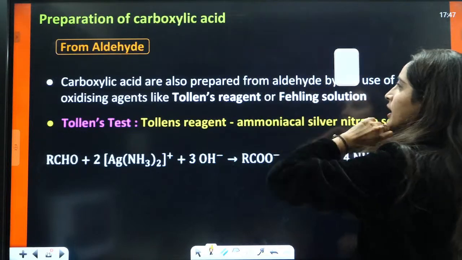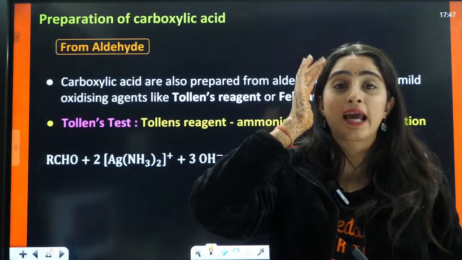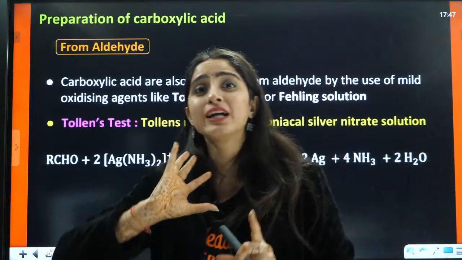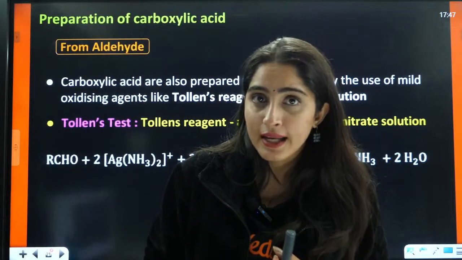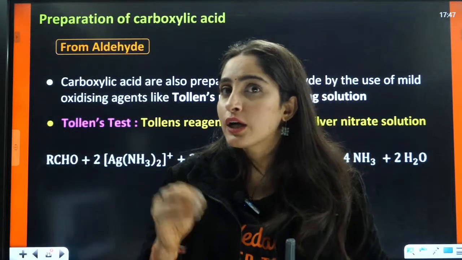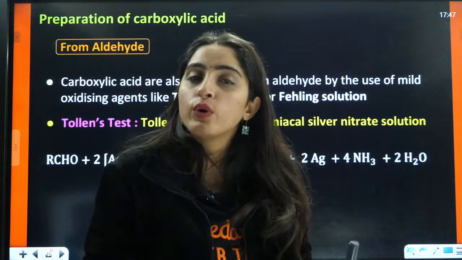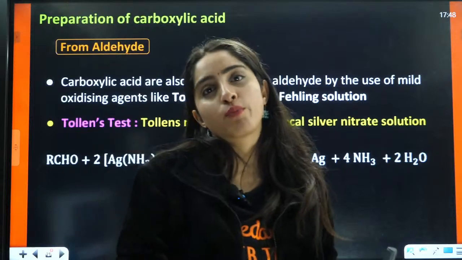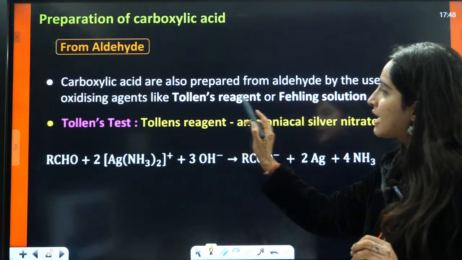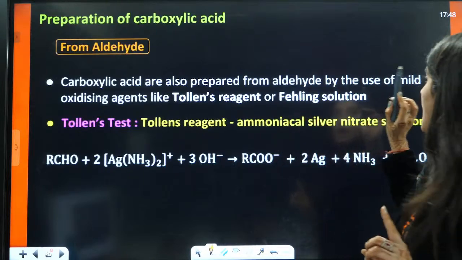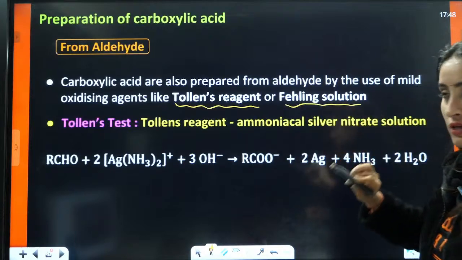So that is why, from aldehyde to carboxylic acid, we need mild oxidizing agents like Tollens reagent and Fehling's reagent. These two reagents are not going to convert ketones to carboxylic acids. They are only going to convert aldehydes to carboxylic acids, right? So first is your Tollens reagent. Carboxylic acid is also prepared from aldehydes by the use of a mild oxidizing agent, that is Tollens and Fehling solution.